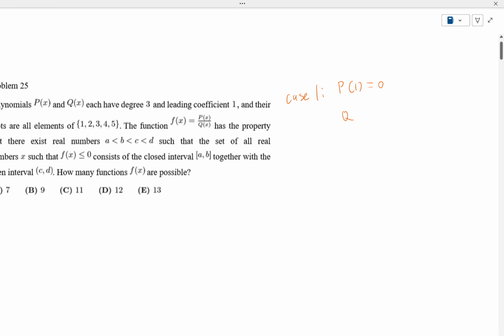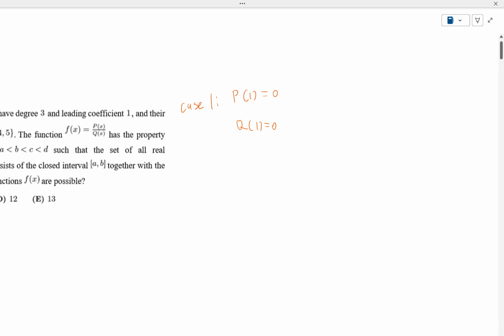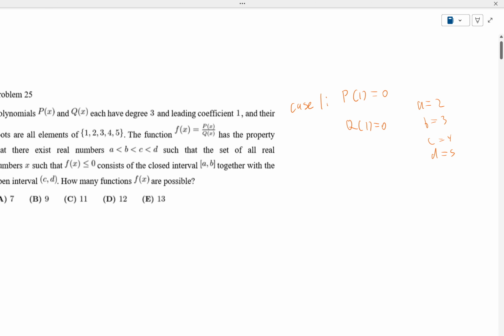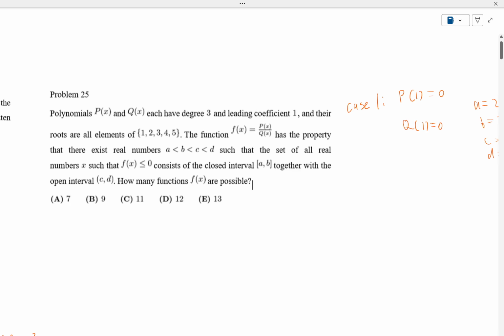And q of 1 is 0. Now that means a must be 2, b must be 3, c must be 4, and d must be 5, right? So there's one solution. There isn't any other solution because a, b, c, and d are all less than each other, and a can't be 1 because it's a square bracket, right? So a must be a solution. It can't be canceled.